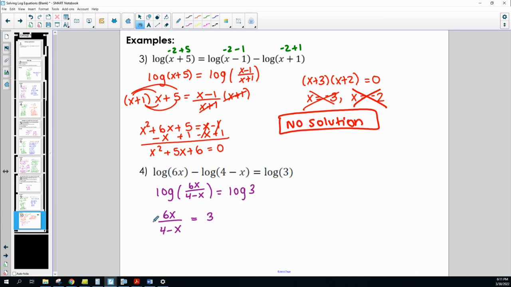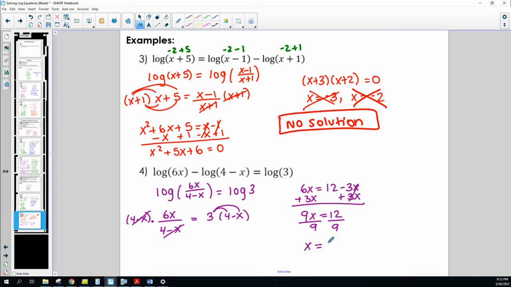I want to get rid of 4 minus x, so I'm going to multiply by 4 minus x to cancel it. I'm going to also multiply it on this side. Make sure we distribute that 3. So we have 6x equals 12 minus 3x. I'm going to add 3x to bring my x's on the same side. So 9x equals 12. Divide by 9. So x equals 12 over 9, which reduces to 4 over 3.